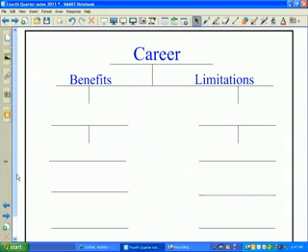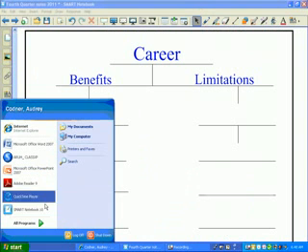So please, just write down your career title, where I have career written, and then just write down some benefits and write down some limitations. Do I want you to fill all these spaces up? No. If you only have 2 benefits and you have 3 limitations, so be it. If you have 5 benefits and 3 limitations, so be it. It's up to what you think the benefits and the limitations are. So just to start out, think of a career that you want to do.